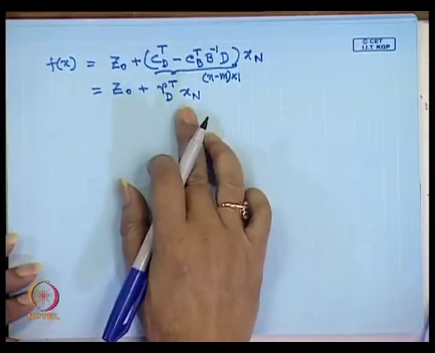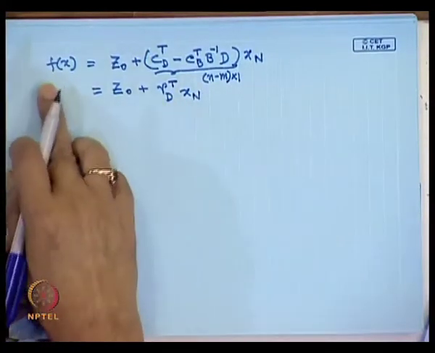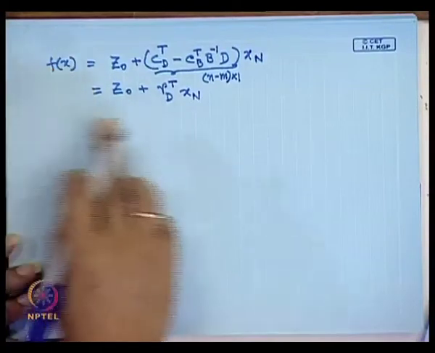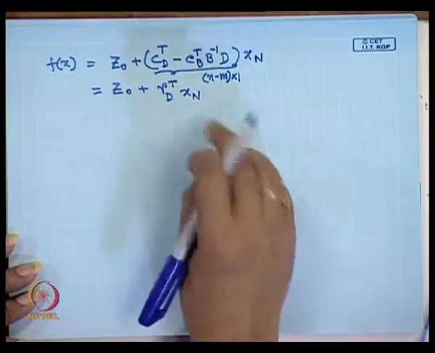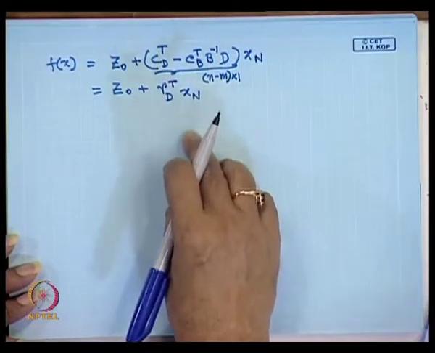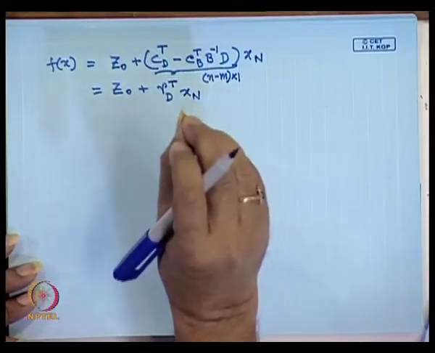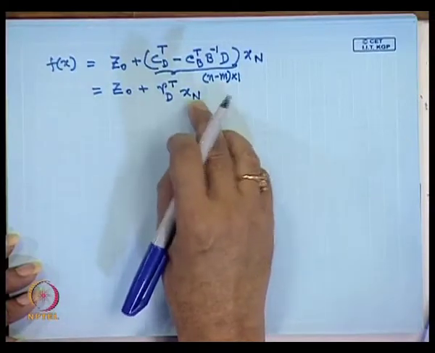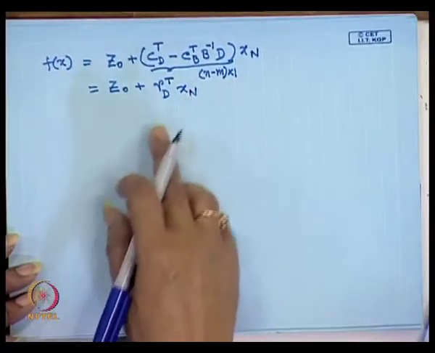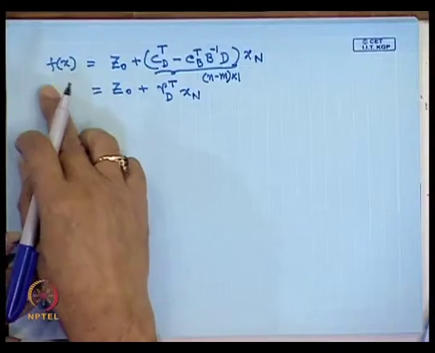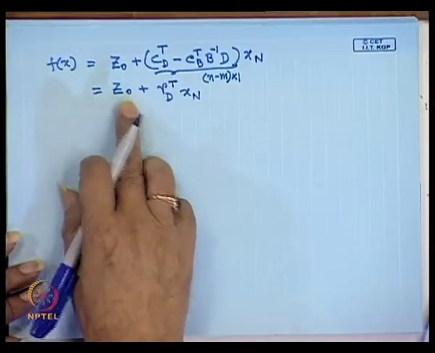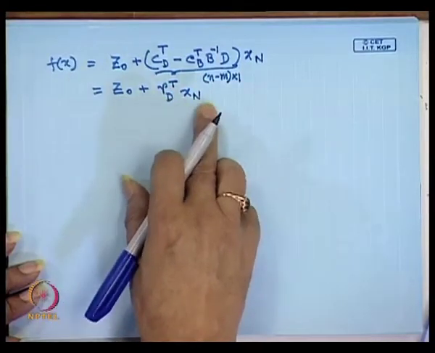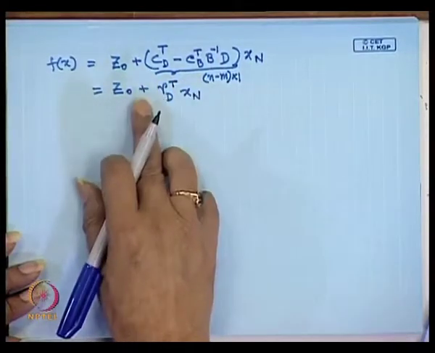Now, see this one, this function value. If I change the non-basic variable value from 0, all values are 0, from there if I change some element's value, then the total value at the next point is z0 plus R_D transpose times x_N, and this quantity is a scalar.